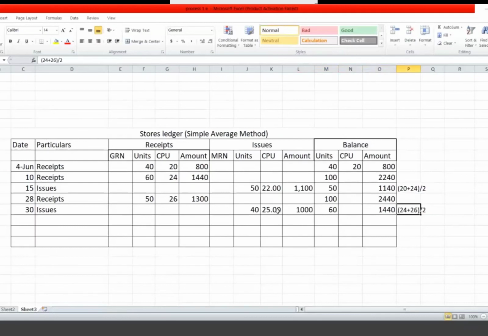So is that clear? With this we have completed one simple average problem and one weighted average problem. Hope all of you are clear with this, right?